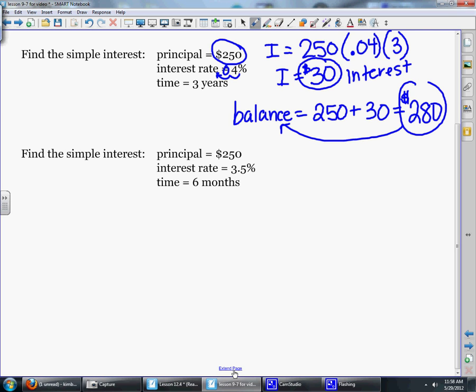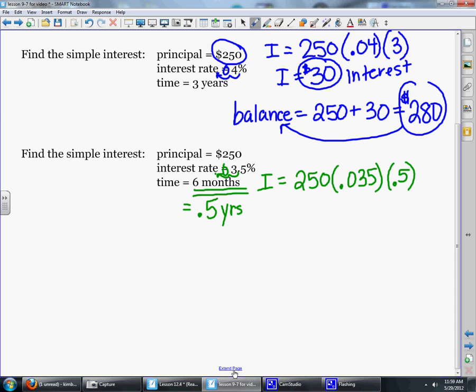This time we have a principal of same principal amount, $250. So we want to find the interest. Times your rate, 3.5%. We move the decimal 2 places to hold it out there. We fill in with a 0, so 0.035. And then we're going to multiply it by the time in years. Oops, here's a problem here. This is 6 months. We need that to be in years. 6 months is equal to half a year, so we would have 0.5 years.